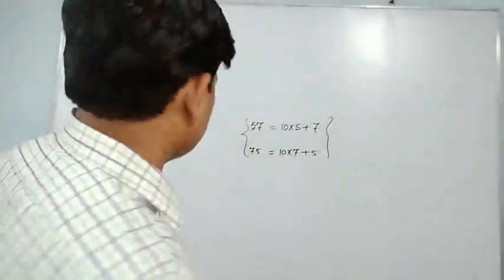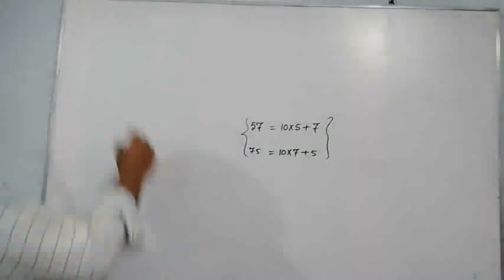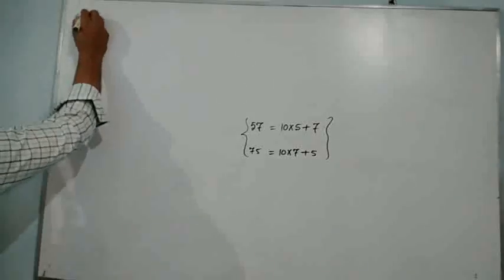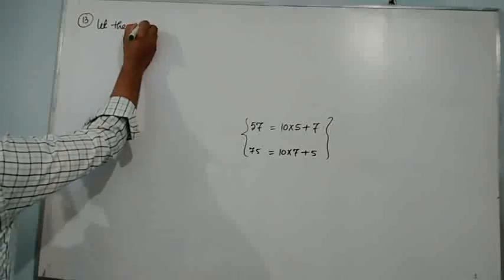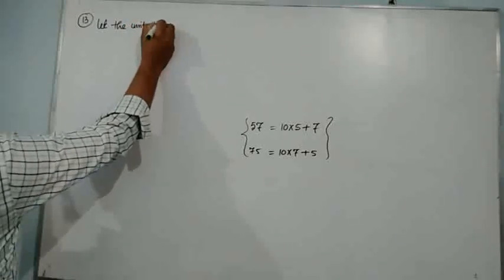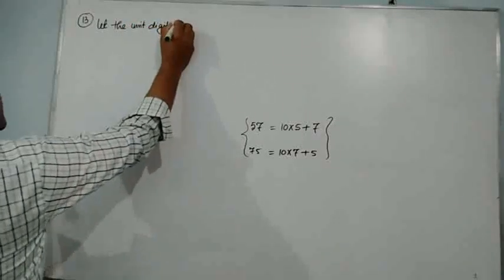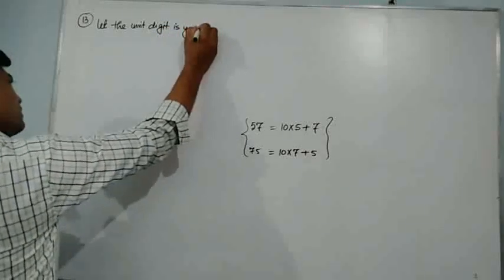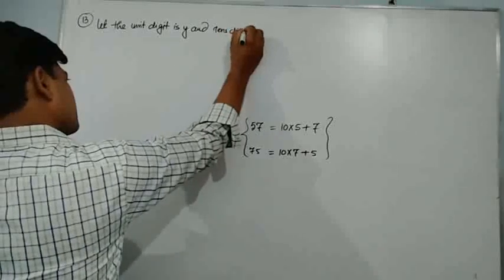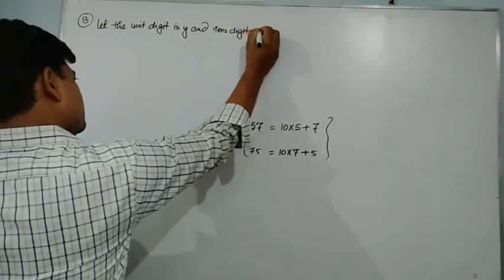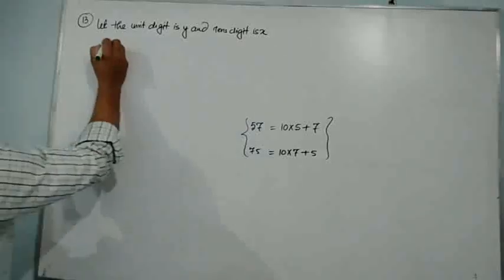What should I write here? Let me start the question. Question number 13: let the unit digit be y and the tens digit be x. Then what should be the number?